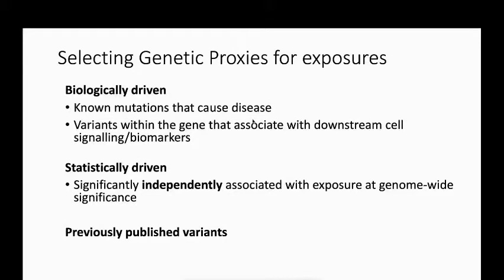And then we would know that those variants would act as a proxy for the ACE inhibitor drug. There are also alternative ways we can look at it. We can look at it from a more statistical perspective. We can find variants that are independently and significantly associated with an exposure at genome-wide significance. I'll discuss that in a little more detail later. And finally, we can also use previously published variants from what other studies have used. This might help with comparisons, for example, but fundamentally, most studies would look at biologically driven or statistically driven approaches.